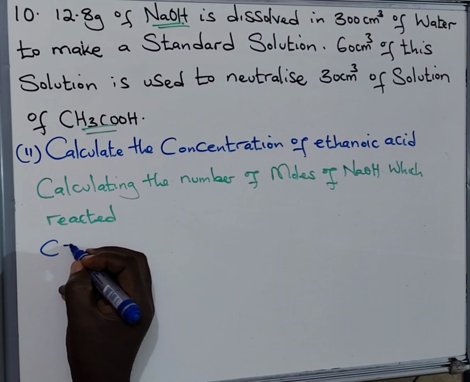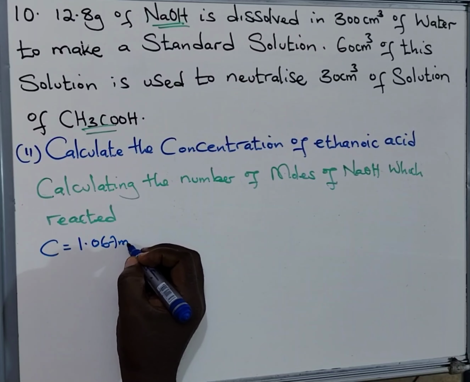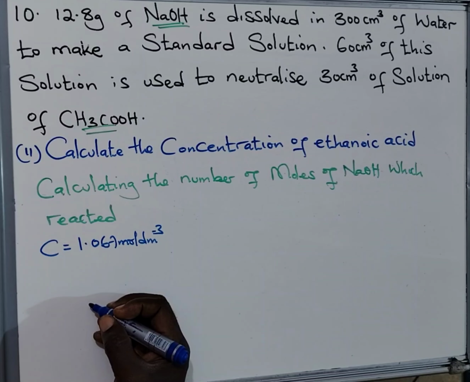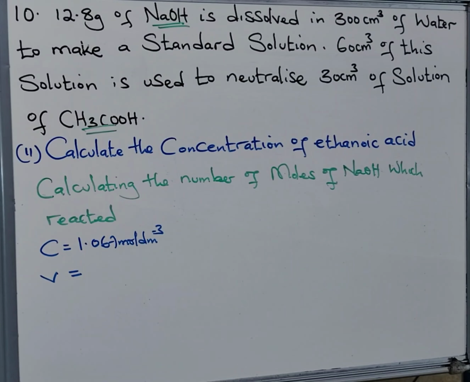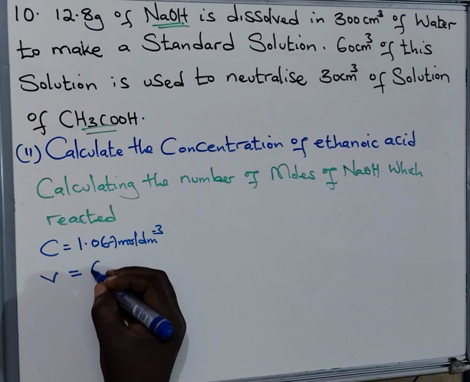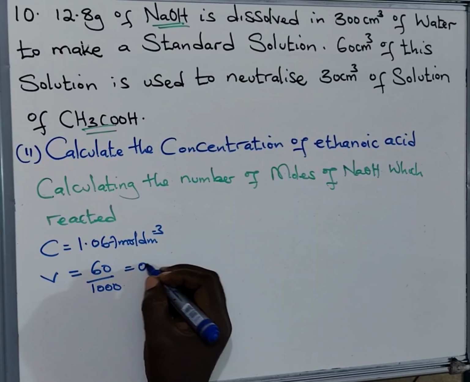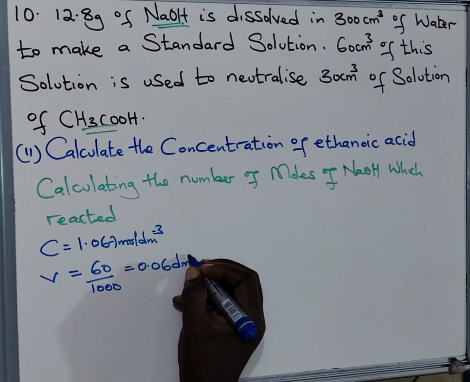We know concentration, which is 1.067 moles per cubic decimeter. This is what we have just calculated before. What else do we know? We know the volume which reacted. You have to know that when you are calculating the number of moles which reacted, you use the volume which reacted, and that volume is 60 cubic centimeter. So it's going to be 60 over 1000, giving you 0.06 cubic decimeter.